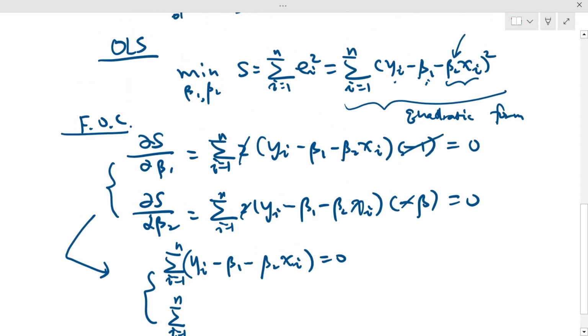Sorry, I made a mistake. I'm going to go back one step. So when we differentiate with respect to beta 2, the term here is negative xi, not beta 2 xi.